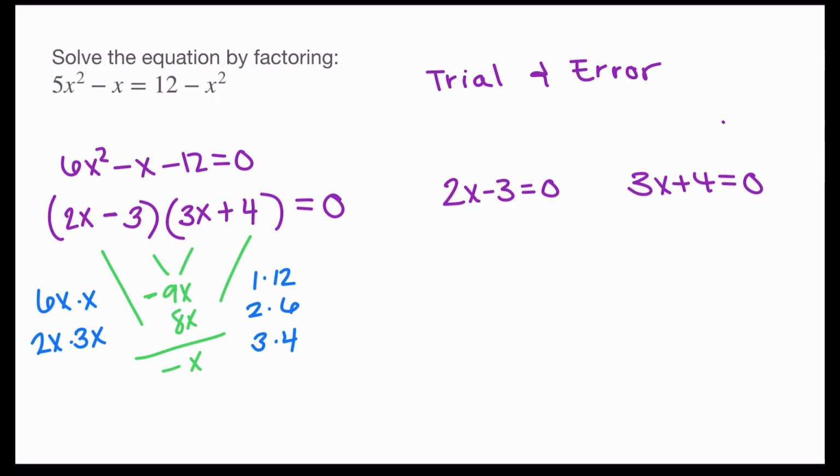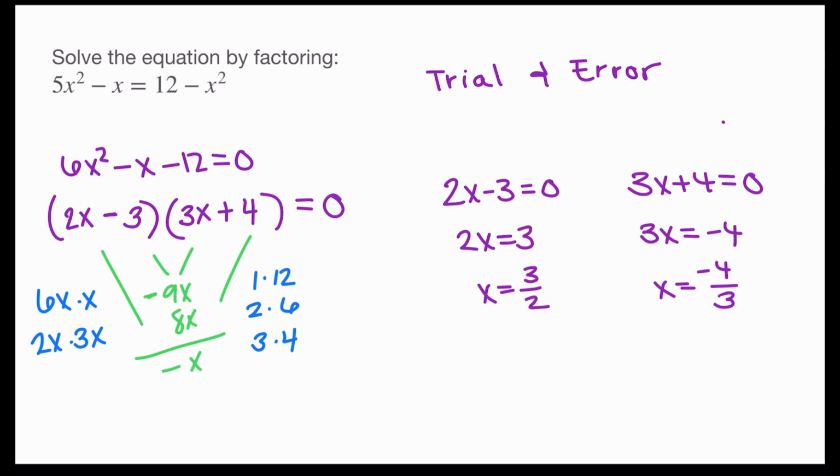I've got two factors. 2x minus 3 could equal 0, or 3x plus 4 could equal 0. So first one, add the 3, divide by 2, so x is 3/2. Second factor, subtract the 4, divide by 3, x is negative 4/3. And those are my two solutions.